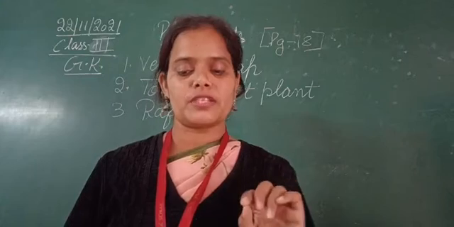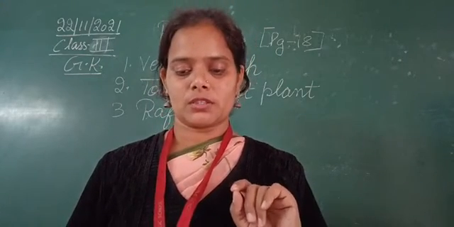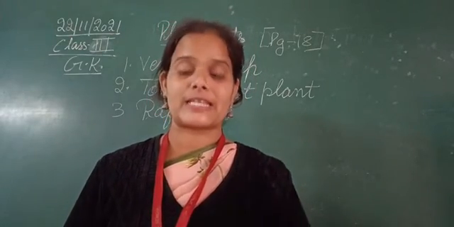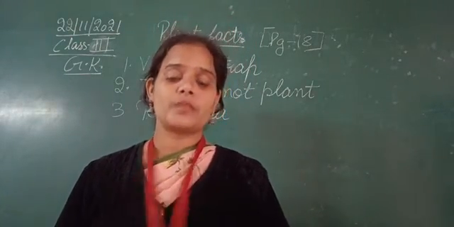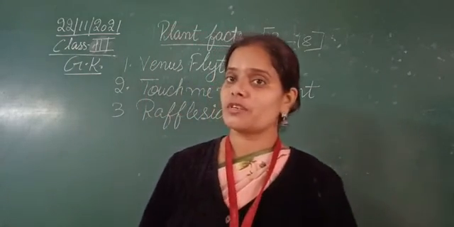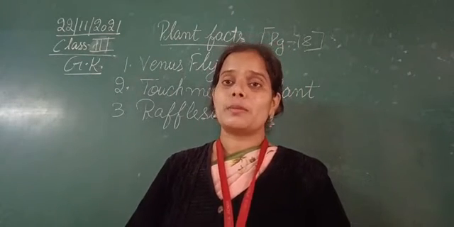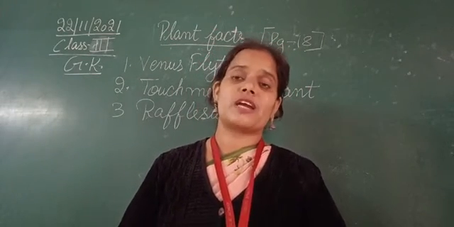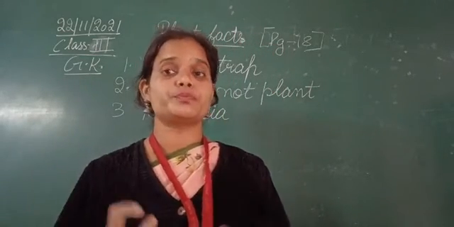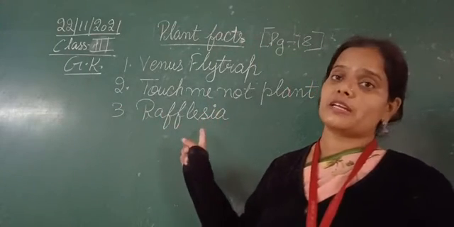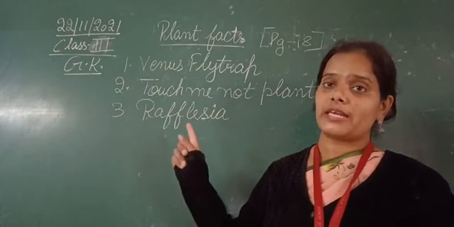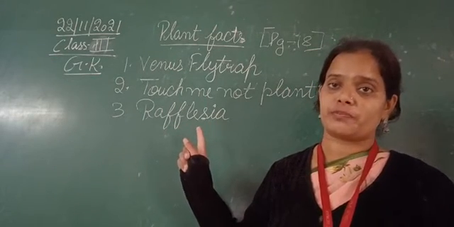The smell of this Rafflesia flower is very bad, like rotten meat, like spoiled meat. When something gets spoiled, lots of insects get attracted towards it. Similarly, the smell of this flower attracts a lot of insects as well. The main thing to remember is that Rafflesia is the world's largest flower. It is about 1 meter wide and weighs up to 11 kilograms.